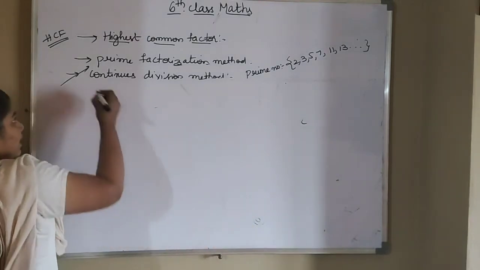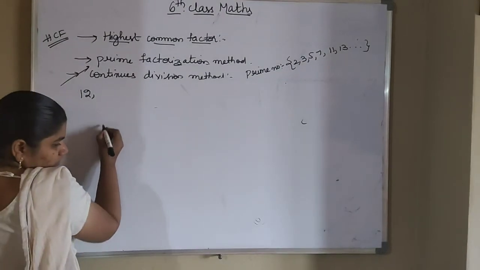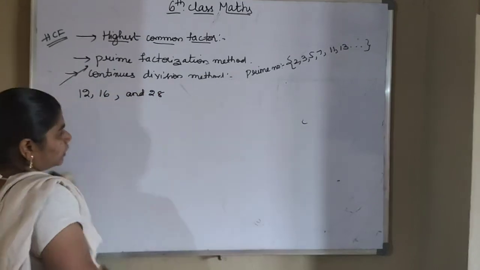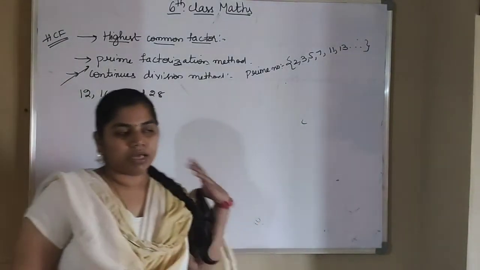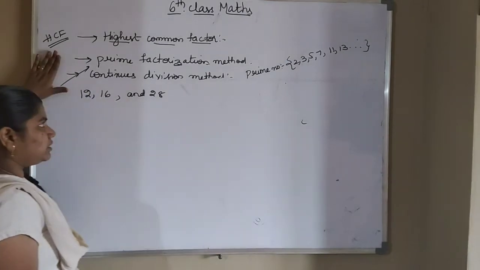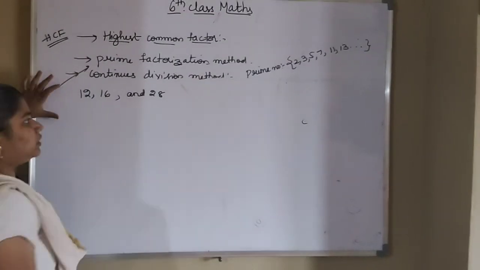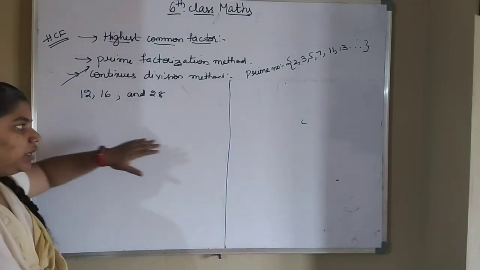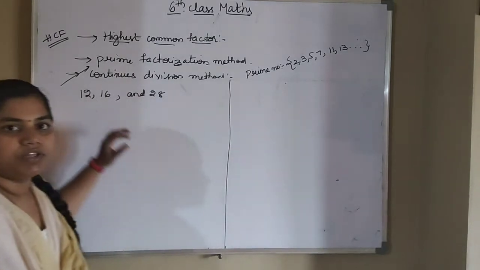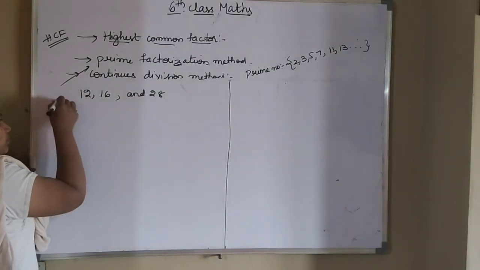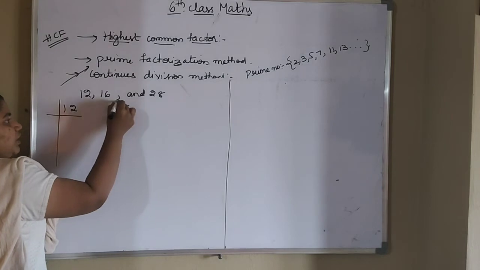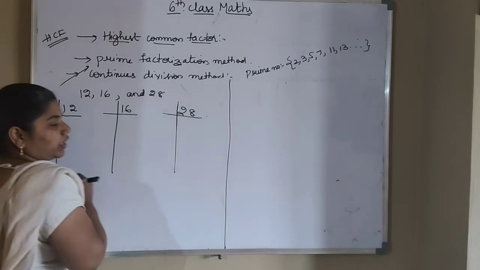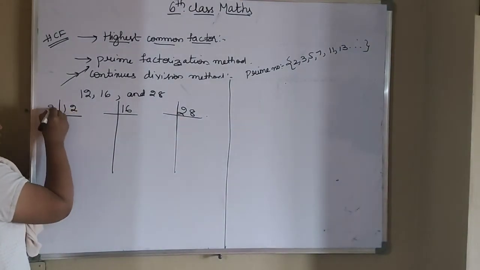So I am taking 12, 16 and 28. For this I want to find the HCF value by both methods, that is the prime factorization method and also the continuous division method. So first I am doing prime factorization. How to do the prime factorization? Individually you find the factors of the given numbers. So 12, 16, 28.